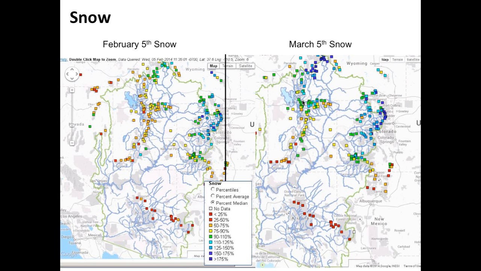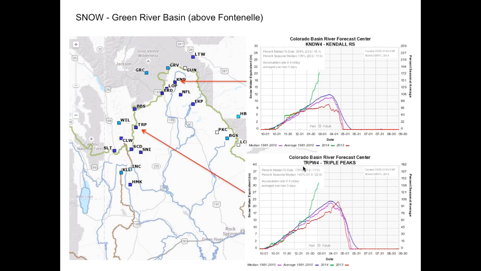Many of the snow sites up there are above 175% of the seasonal average. There's a couple I think near 200%, and some have already exceeded the seasonal peak that doesn't occur until early or mid-April. It's already exceeded the seasonal peak, and I think it's 150% on some of them or more, 150, 180.